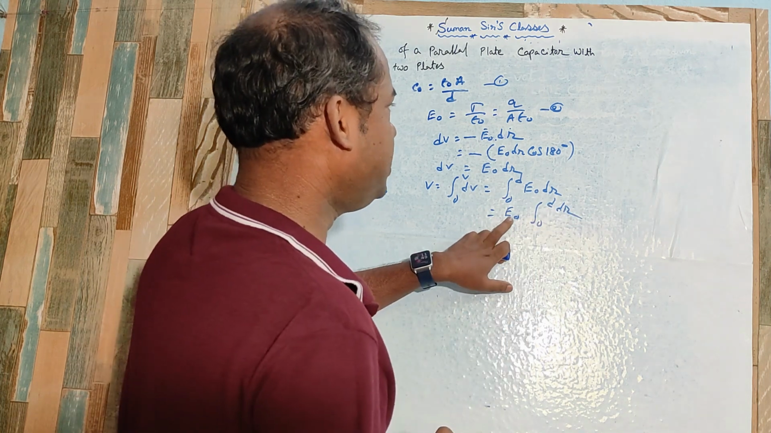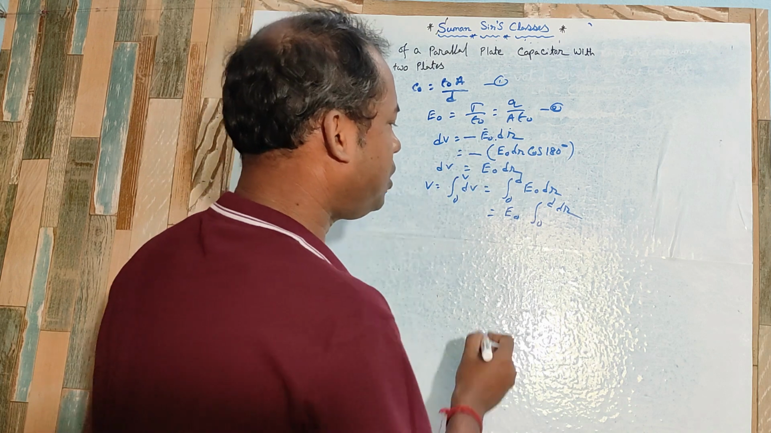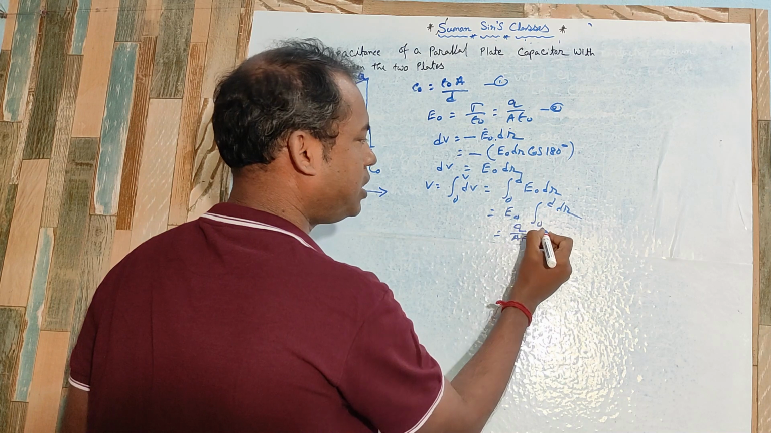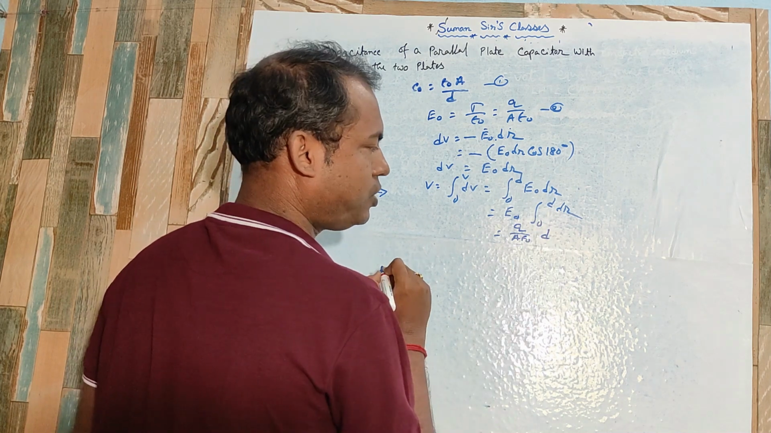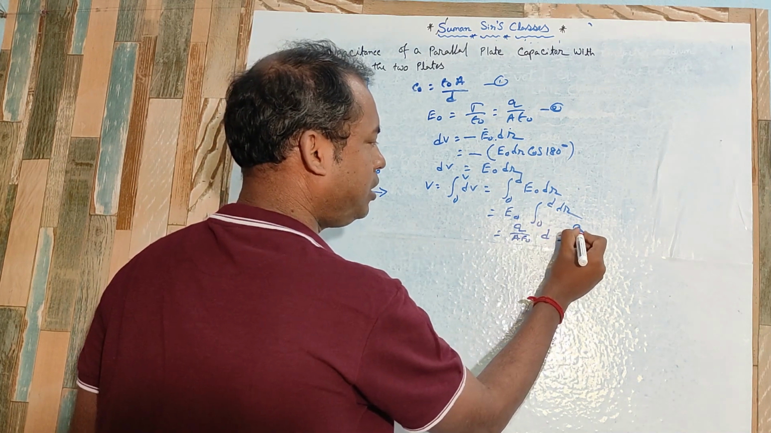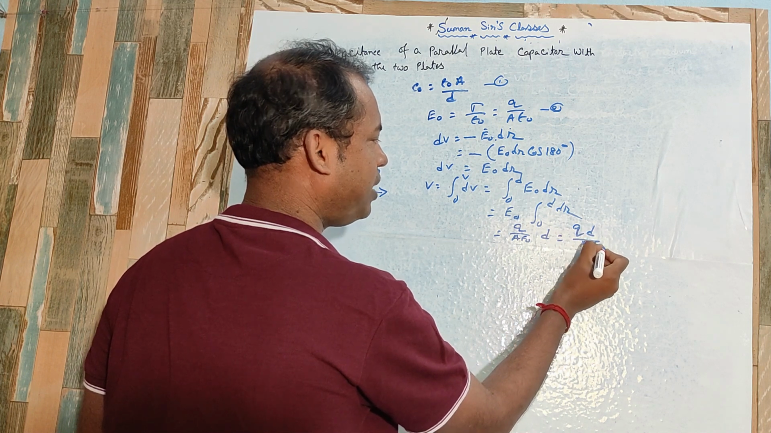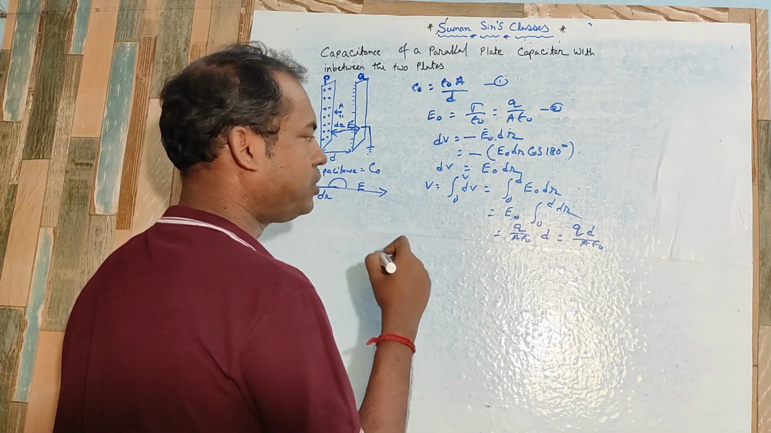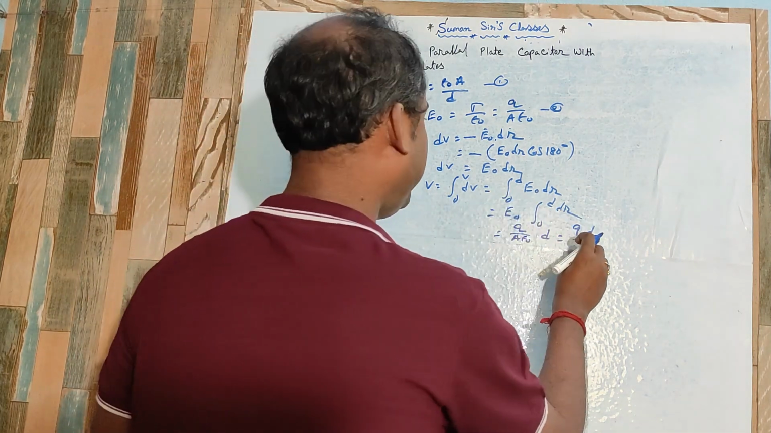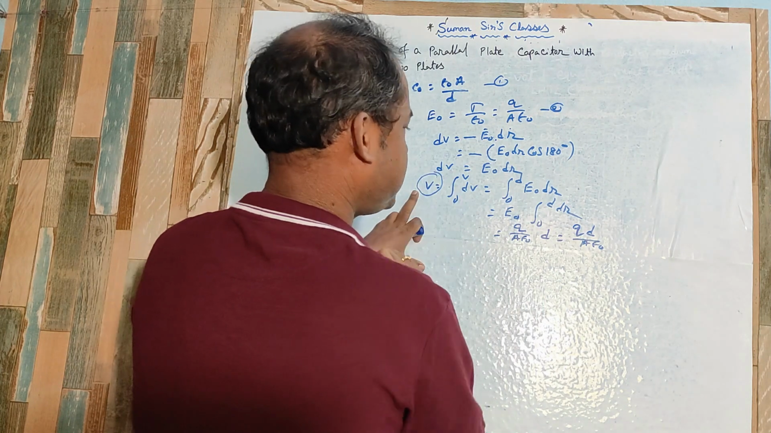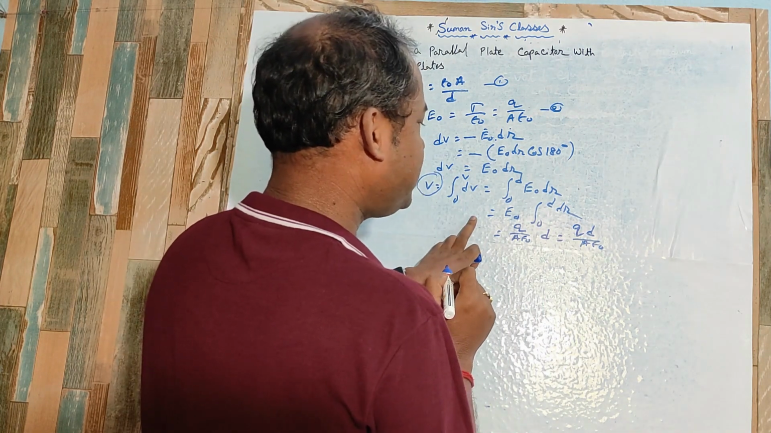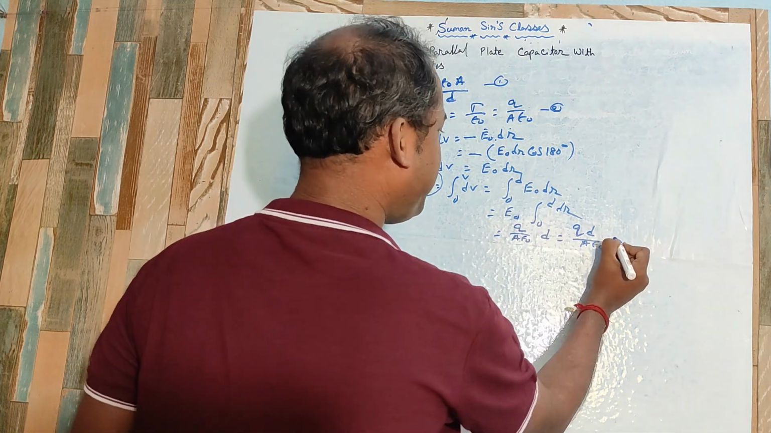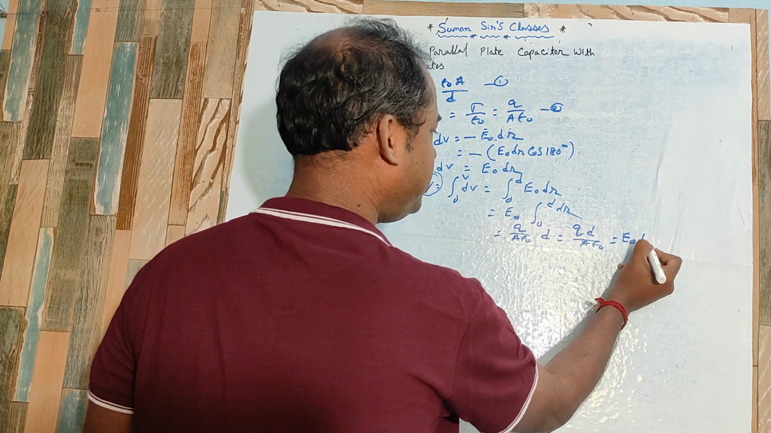What is the value of E0? That equals Q by A epsilon naught. So we write Q by A epsilon naught into dr, that means into D. That equals QD by A epsilon naught. So this is the value of the potential in this case. Now we want to find the capacitance. The value of the potential equals E0 into D.